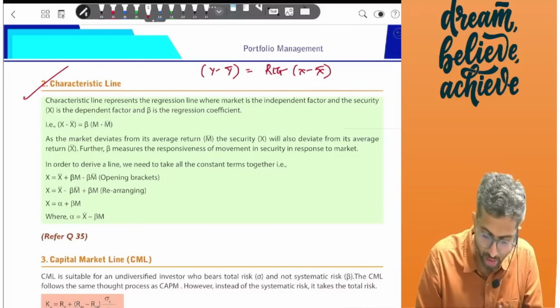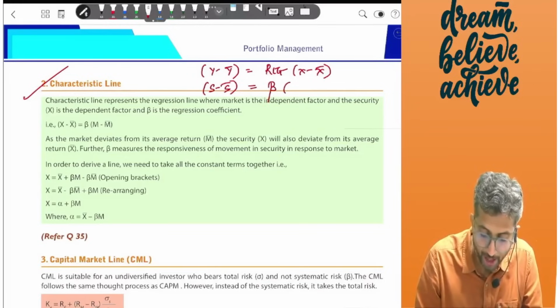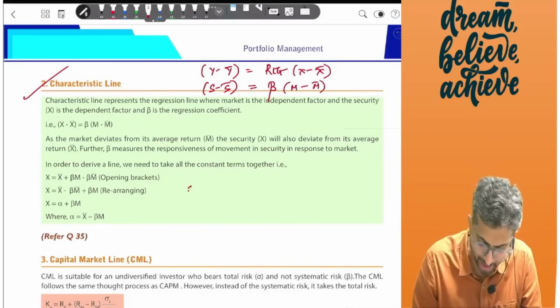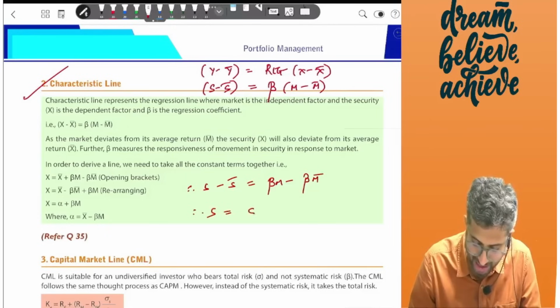So let's say y is similar to a security. So this is s minus s bar equals a regression coefficient. Regression coefficient is beta into m minus m bar. This is independent. So if I open the brackets, this will be s minus s bar equals beta m minus beta m bar. So I will take s bar on the other side. S is equal to s bar minus beta m bar.